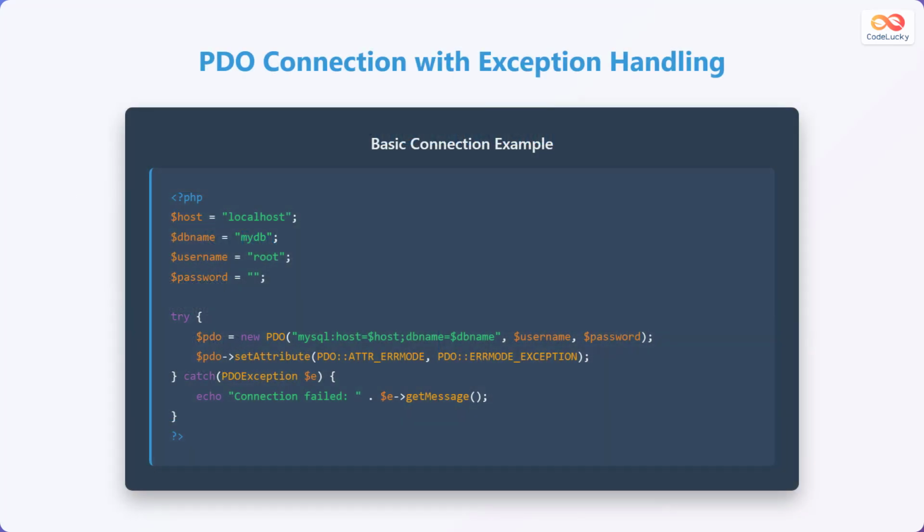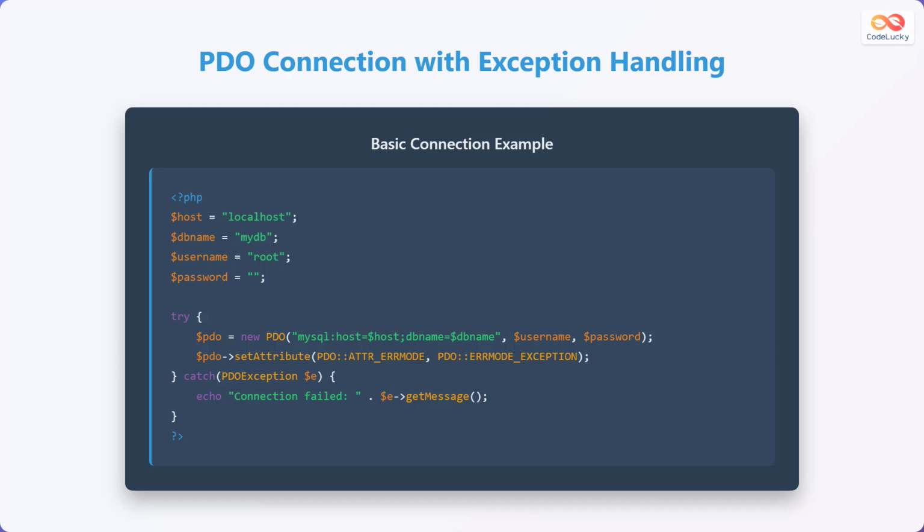Here is a basic example of connecting to a MySQL database using PDO with exception handling. First, define the host name, which is typically localhost, the database name, username, and password. Next, use a try-catch block to handle potential connection errors.